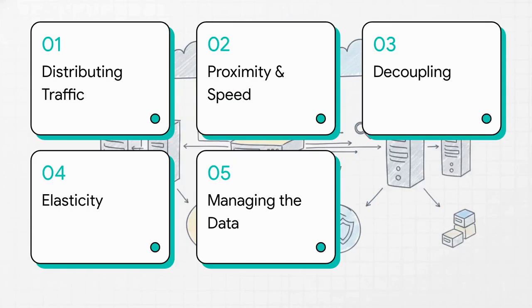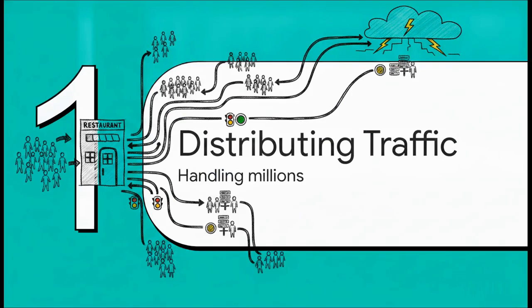Okay, let's get into the details. Here is our 5-step tutorial blueprint for building this uncrashable architecture. We're going to cover distributing traffic, proximity and speed, decoupling, elasticity, and finally, managing the data. Step 1. Distributing traffic to handle the millions.